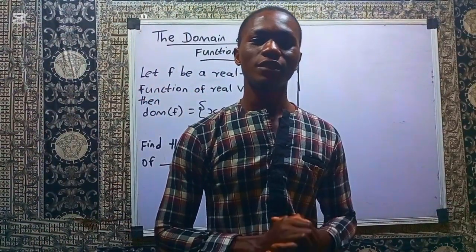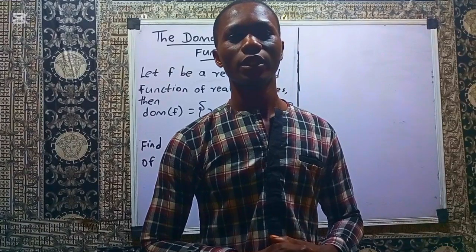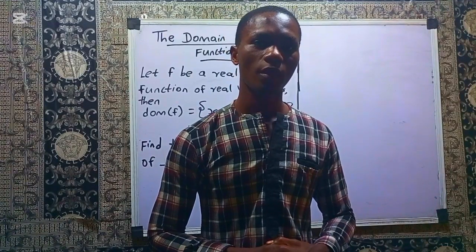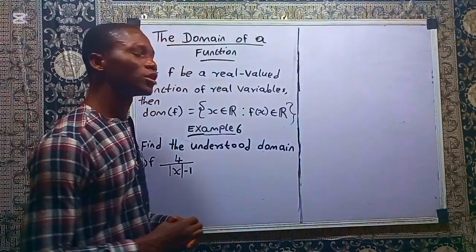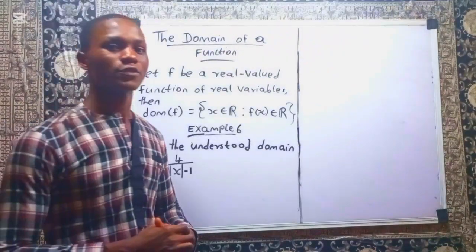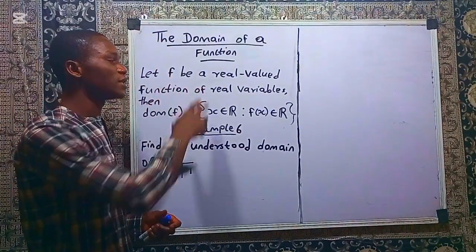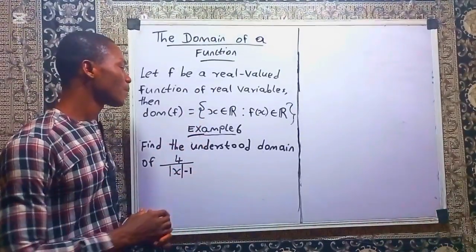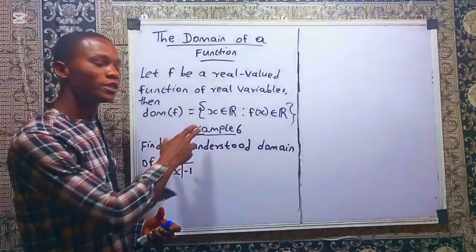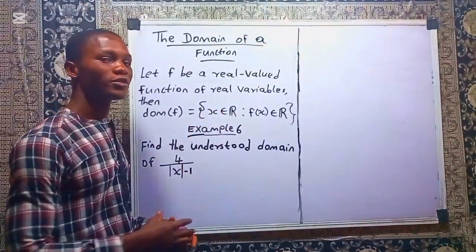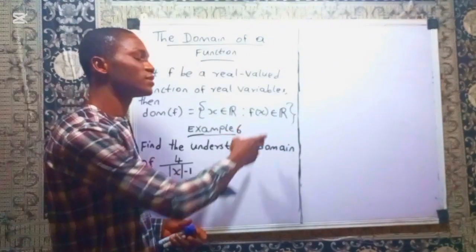Today we'll be considering more examples on this topic, the domain of a function. We defined the domain of a function in our previous classes, so we are going to consider the definition again. Assuming that f is a real value function of real variables, then we define the domain of f to be the set of all x elements of real numbers such that f of x is a real number.